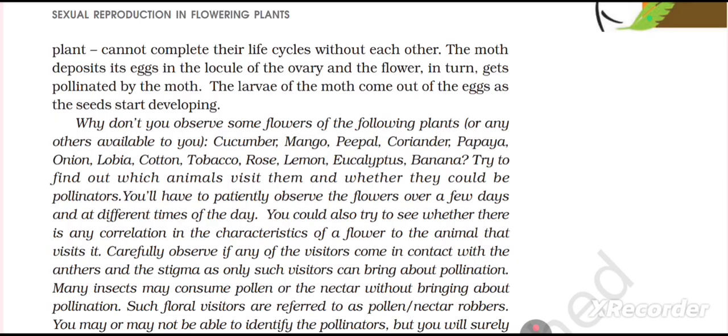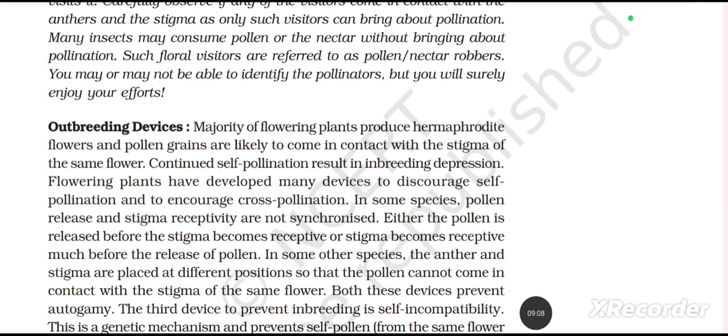You could also try to see whether there is any correlation in the characteristics of a flower to the animal that visits it. Carefully observe if any of the visitors came in contact with the anthers and the stigma, as only such visitors can bring about pollination. Many insects may consume pollen or nectar without bringing about pollination. Such floral visitors are referred to as pollen or nectar robbers. You may or may not be able to identify the pollinators, but you will surely enjoy your efforts.